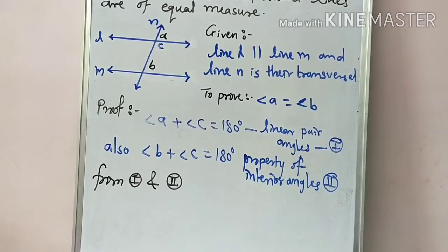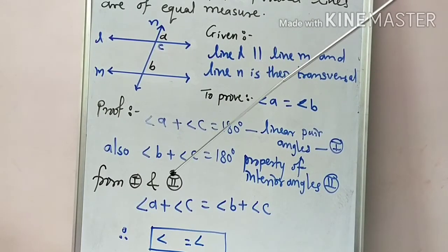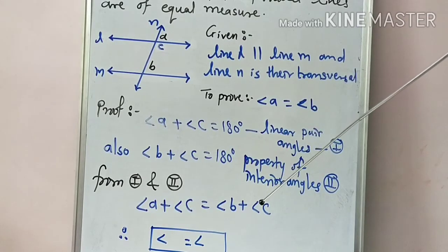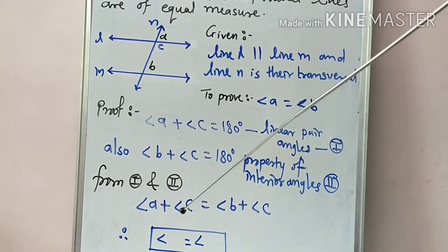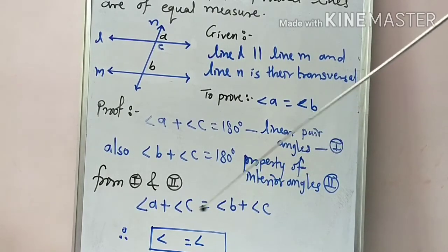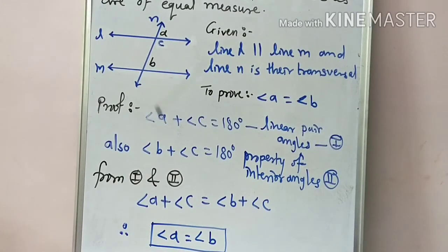So from 1 and 2, angle A plus angle C is equal to what? Angle B plus angle C. But here angle C is common on both sides, which means we can eliminate angle C. So what remains? Angle A equals angle B. Let's prove it. We prove it.